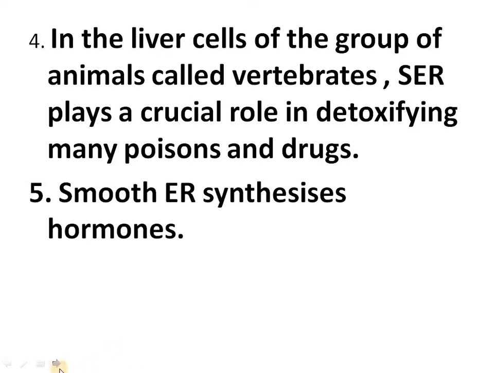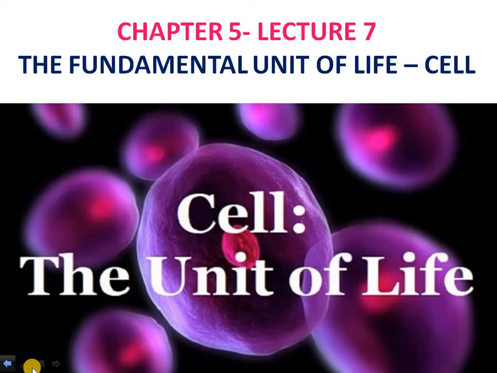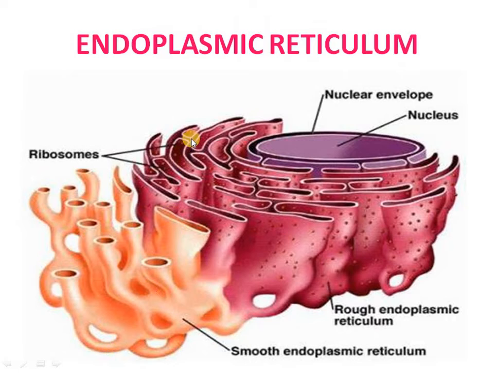Let's proceed further. Difference between RER and SER. It contains flattened sac-like cisternae. Here you can see these pouches over here are known as cisternae. These pouches here are known as cisternae. Fine. These infoldings of the rough endoplasmic reticulum are known as cisternae. Clear?